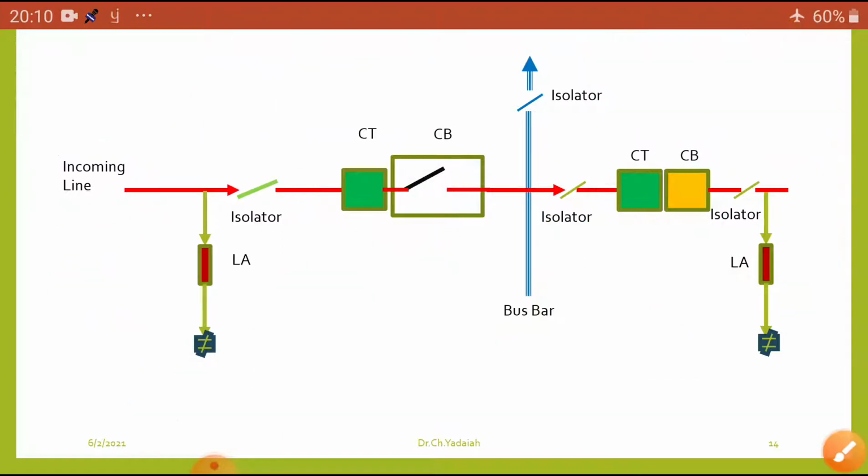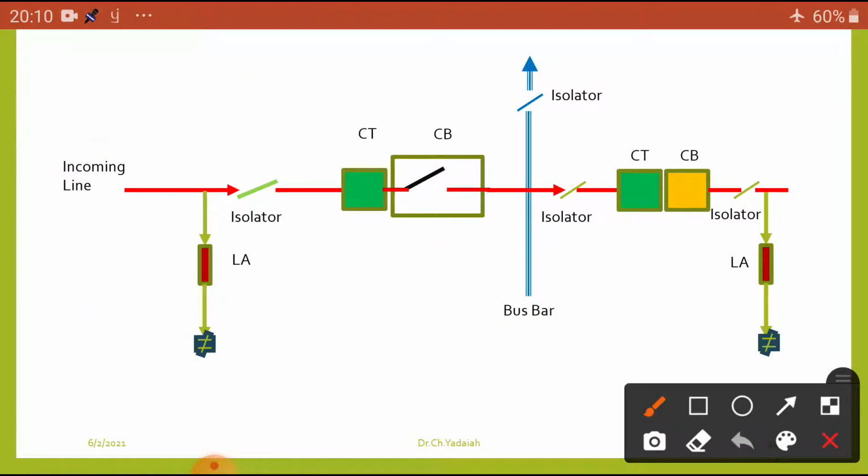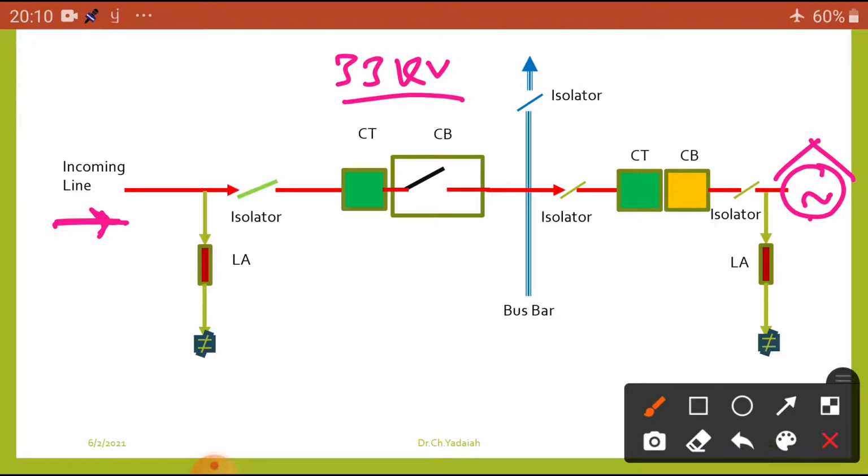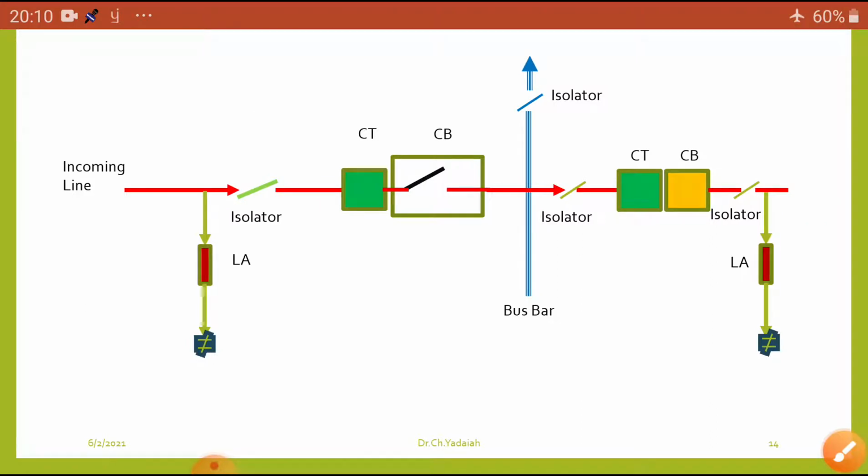Now dear students, I want current on this side. Here I want the current. So this is my load. I connected a bulb. Here is the incoming supply. How will the current flow? Here you can see. The incoming line may be from a 33 kV substation, or 132 kV or 220 kV, any EHT substation. You can see the operation here.